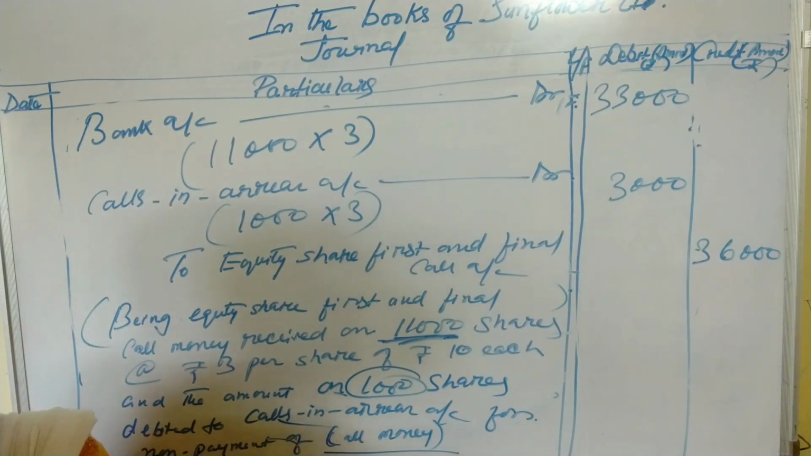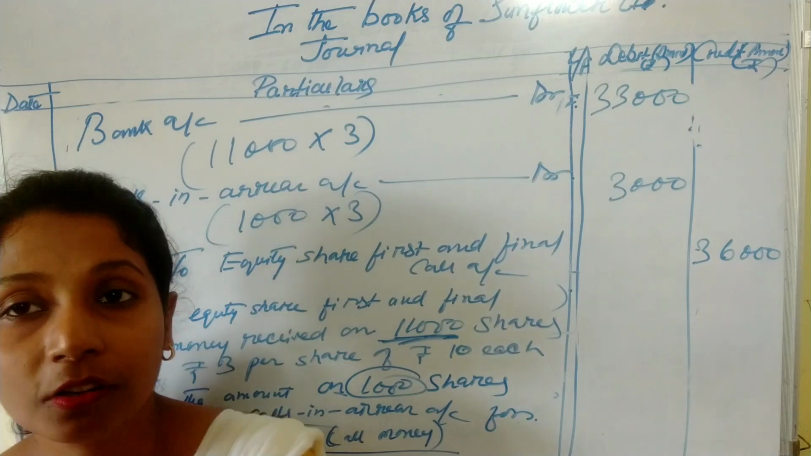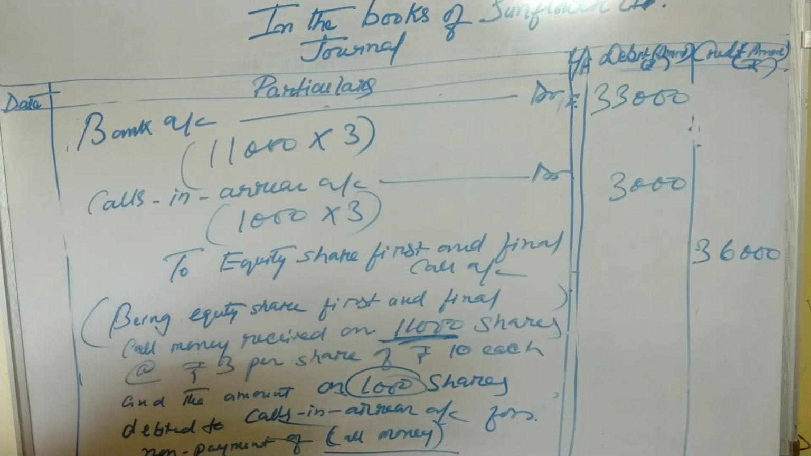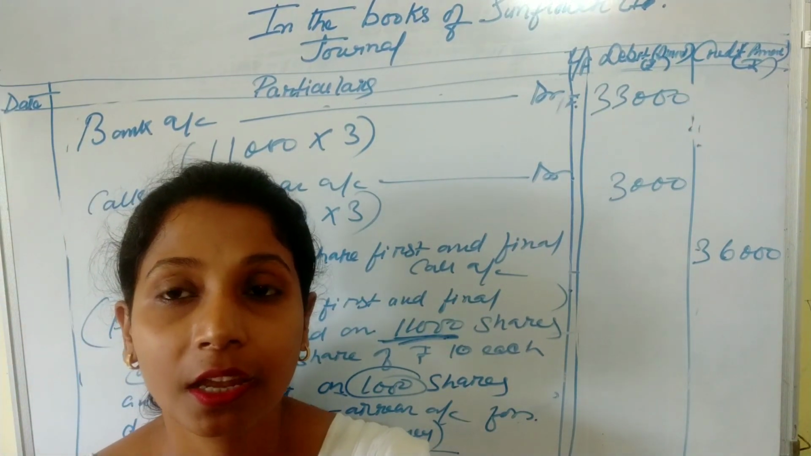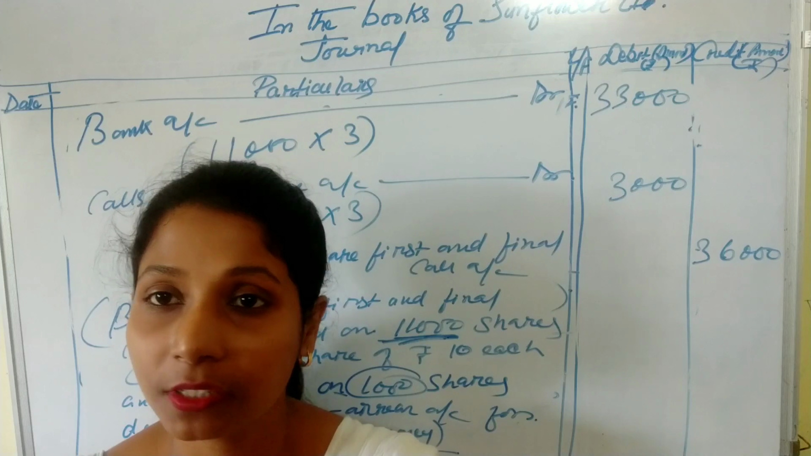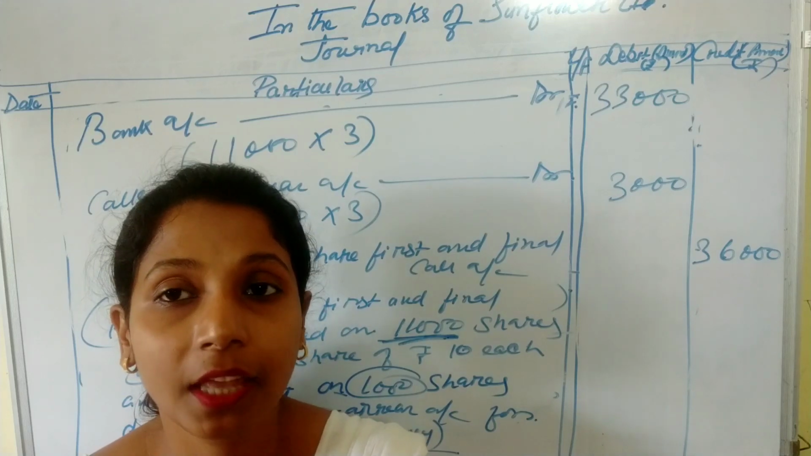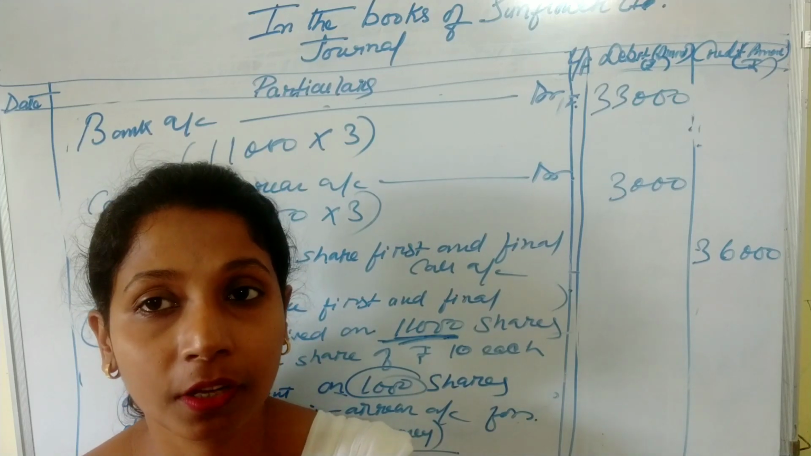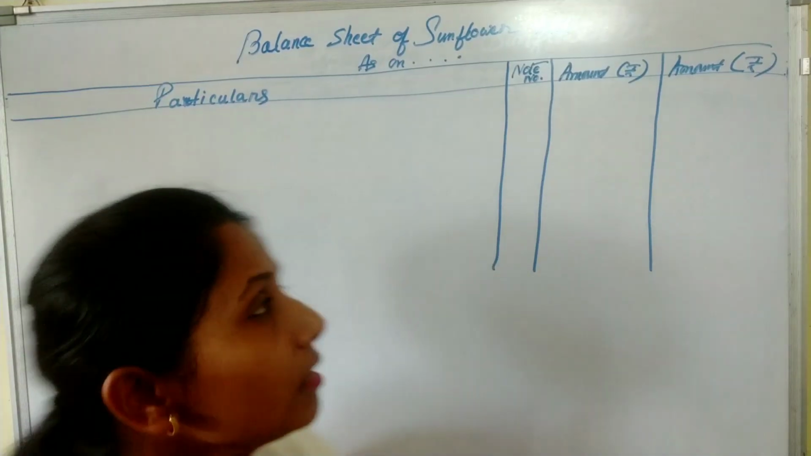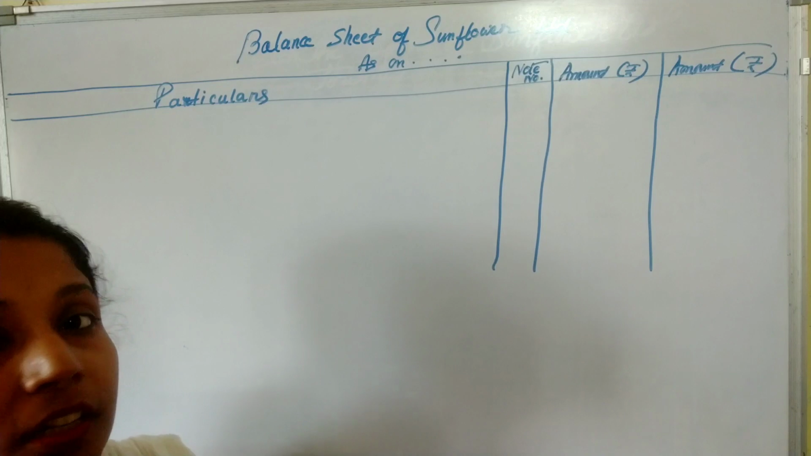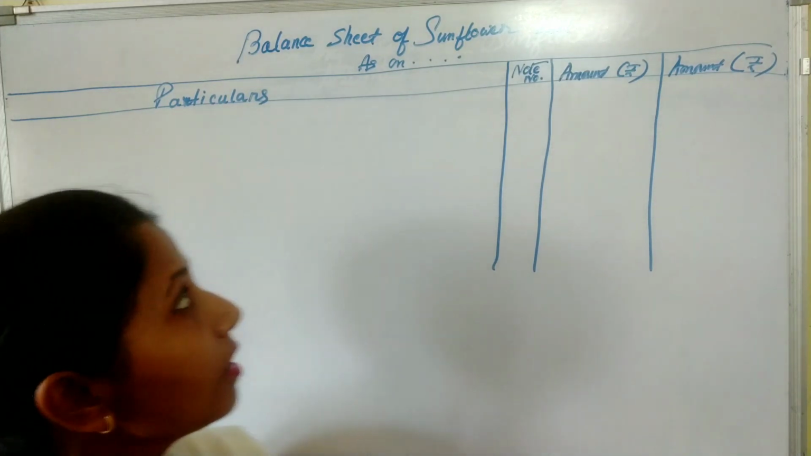So this is the journal entry for calls in arrear. Now student, we will see the balance sheet. As in our question, it is said that we will prepare first of all the journal and then we will give the balance sheet. So see, this is the format of the balance sheet. This is a revised format of our balance sheet.